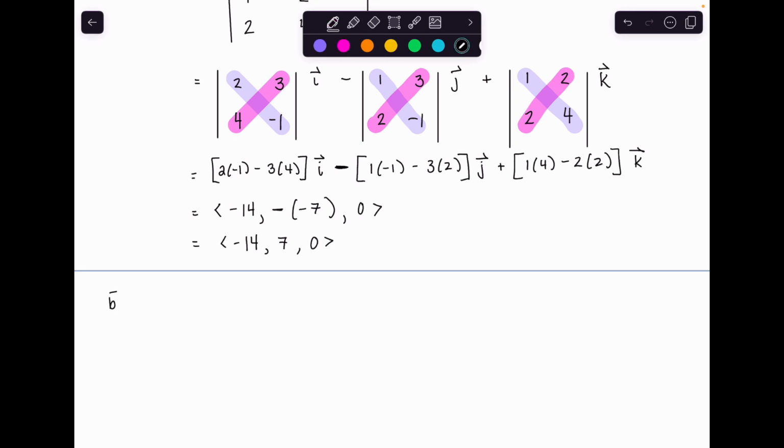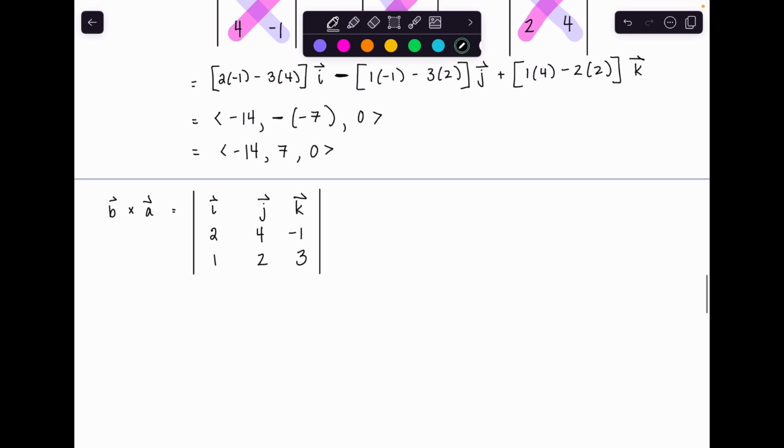Let's go ahead and do B cross A. And all that means is we're going to switch which row B and A are in. So B is going to go first. That's 2, 4, negative 1. And then A is 1, 2, 3. So I'm going to show you another way you can do a determinant of a 3 by 3 matrix. Completely up to you what approach you have to do. Just make sure your notation is correct, because in the end, this should result in a vector.